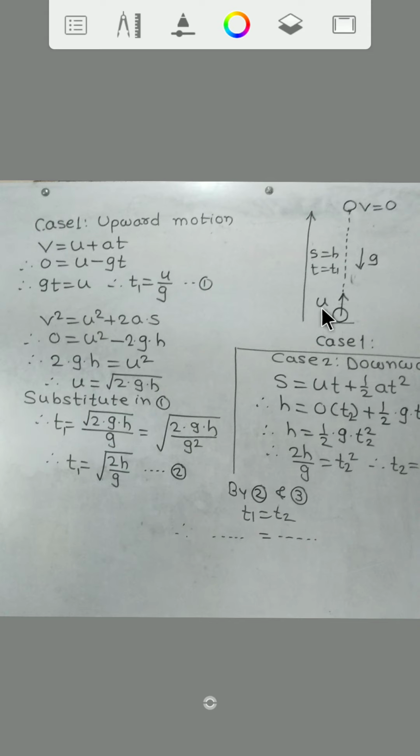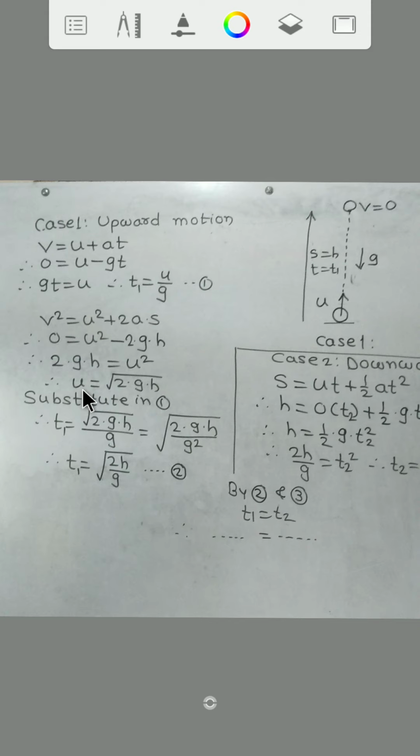Time taken to move upwards is say t1. So put t = t1, and we get t1 = u/g. So this is the first equation. Now we apply the third equation of motion, v² = u² + 2as. v = 0, a = -g. When we put these values, we get 2gh = u², so u = √(2gh).